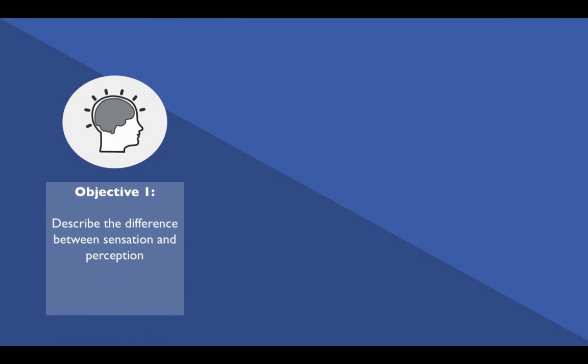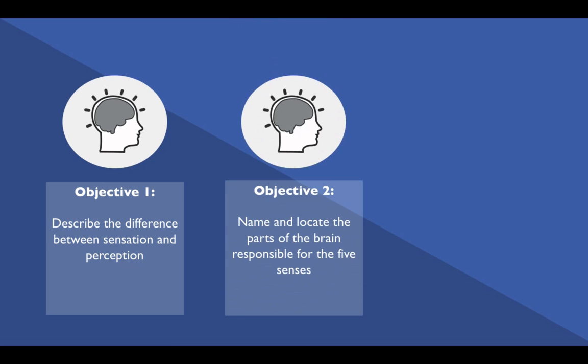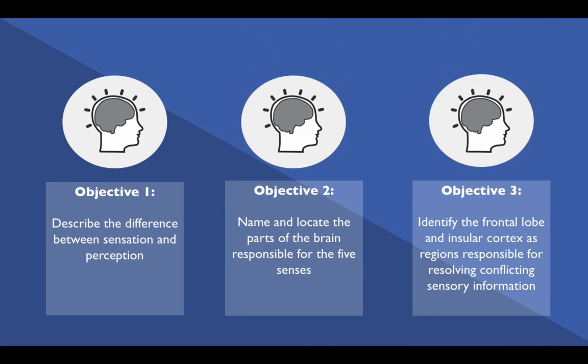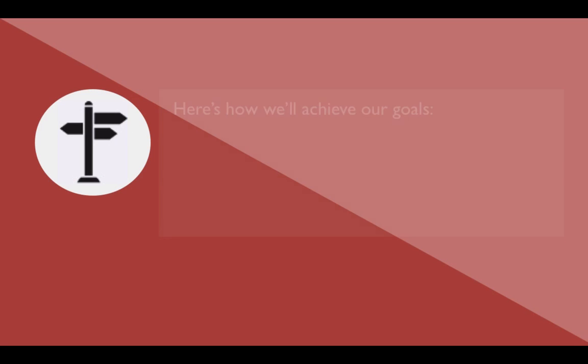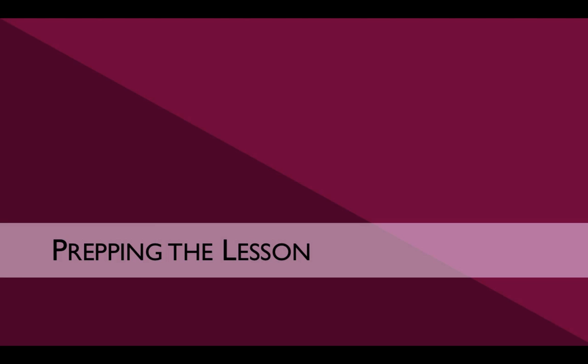At the end of this lesson, students should be able to describe the difference between sensation and perception, name and locate the parts of the brain responsible for the five senses, and identify the frontal lobe and insular cortex as regions responsible for resolving conflicting sensory information. We'll achieve these goals by watching and discussing a video and through a sensation and perception station lab.